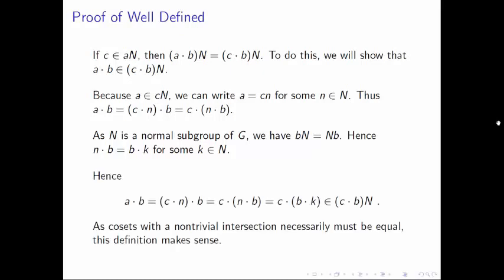Hence, if we put all those things together, substituting in all the right spots, a·b is c·n·b, switch your parentheses by associativity, and then substitute in b·k for n·b. Now, use associativity again and switch that around. Think of this as c·b multiplied by an element of N. That will be a member of this coset c·b·N. Thus, cosets with a non-trivial intersection, this coset a·bN and this coset c·bN, have to be equal, and our operation is in fact well defined.